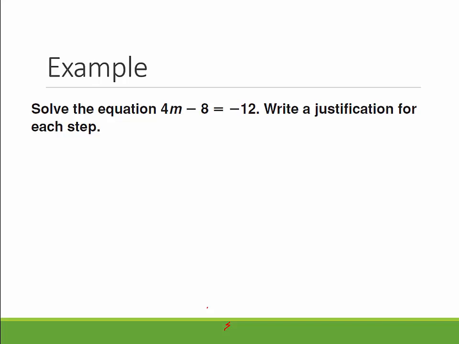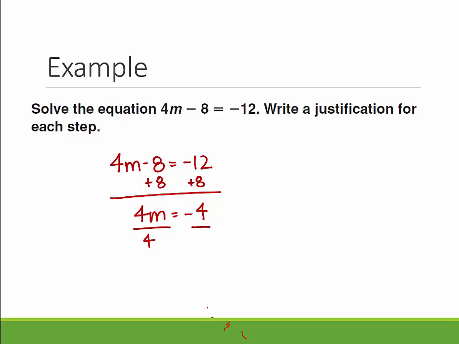So let's solve this equation and then justify why we did each step. I'm going to go through and solve it just like I would in an algebra class, and then we'll go back and prove why each thing works. So the first thing we want to do is add 8 to both sides. So this crosses off. I get 4m is now equal to negative 4. And then divide both sides by 4. That simplifies to just m equals negative 1.